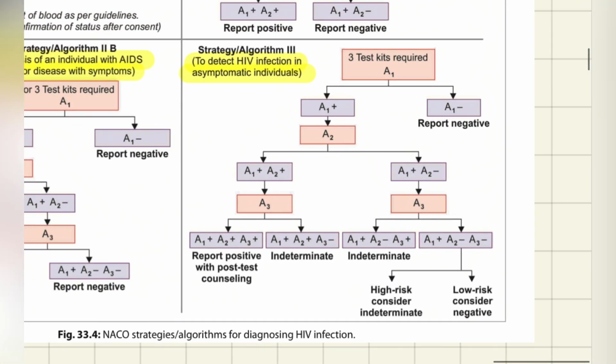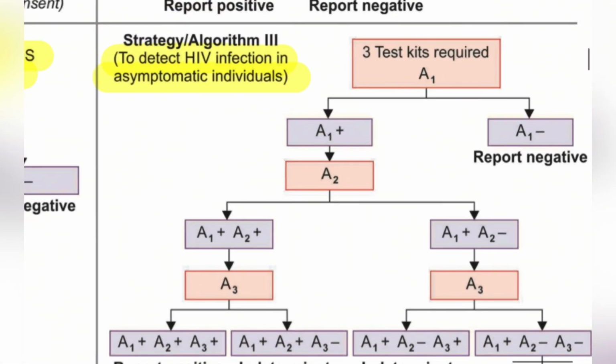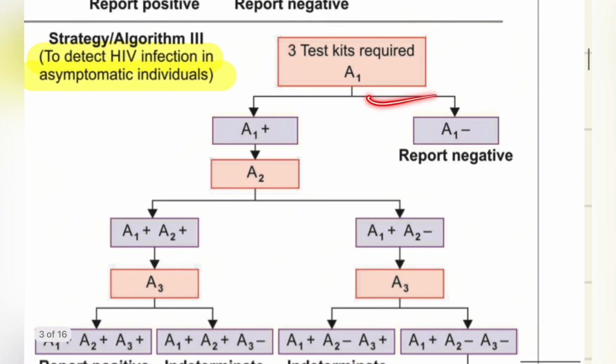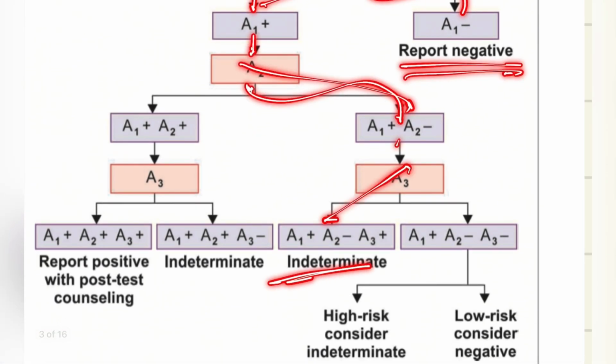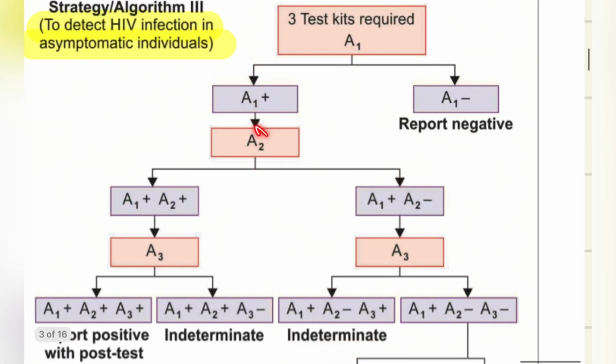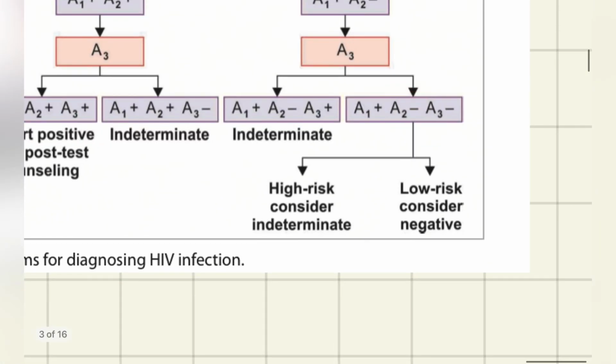Now, fourth strategy, or the strategy 3, basically, this is to detect HIV infection in asymptomatic individuals. Now, you need 3 test kits. If you get negative, obviously again report negative. If you get positive, another test. Now, here it's interesting. First you got a positive, then you got a negative, then you do a third test. If again you got a positive, indeterminate. You can't determine. If you got a negative, then technically, you got 2 negatives. But if the person is from a high risk background, it's considered indeterminate. If a person is from low risk background, it's considered negative.